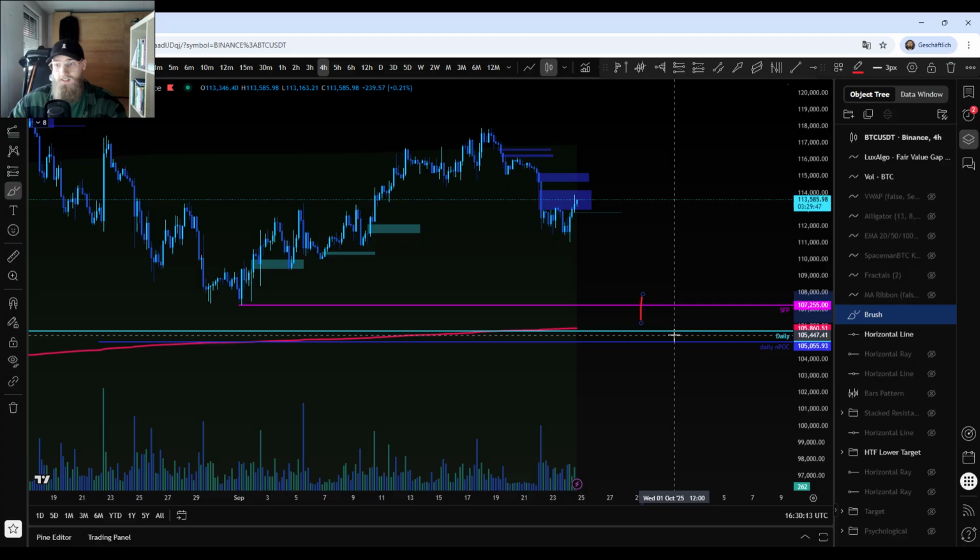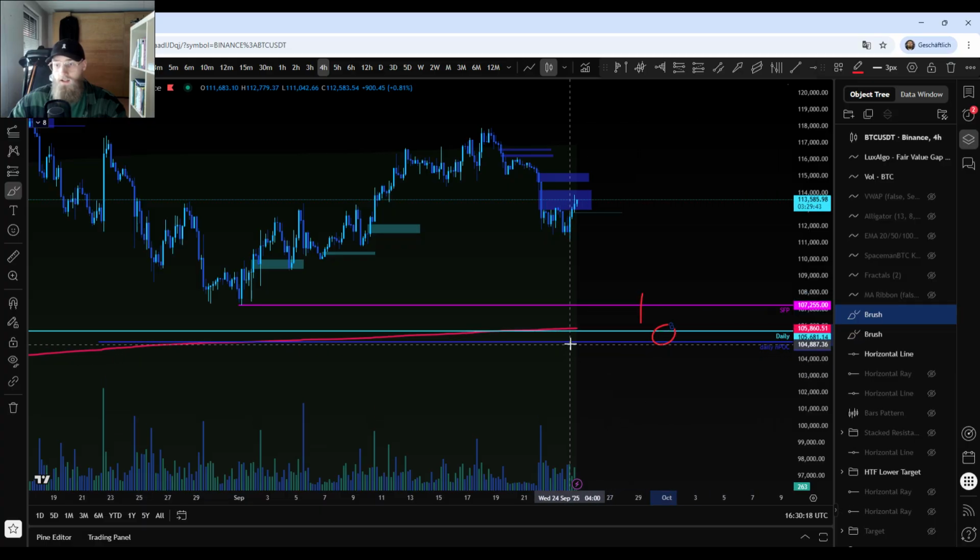If you want to play this aggressive, you could place limit orders in this area. The daily naked point of control is at 105k, almost to the dollar, just $55 more.